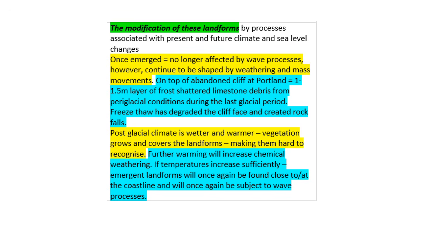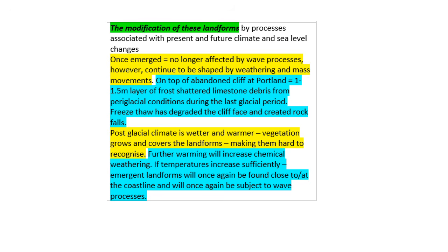These emergent landforms from sea levels falling, it's really important to recognise that they are still being shaped. They are still being shaped by weathering and mass movement, no longer being shaped by the sea and wave processes. On the top of the abandoned cliff in Portland, you've got frost shattering taking place. You've got freeze thaw taking place.